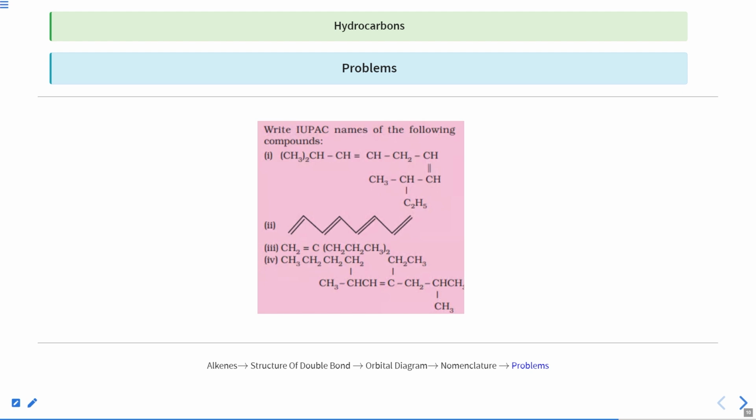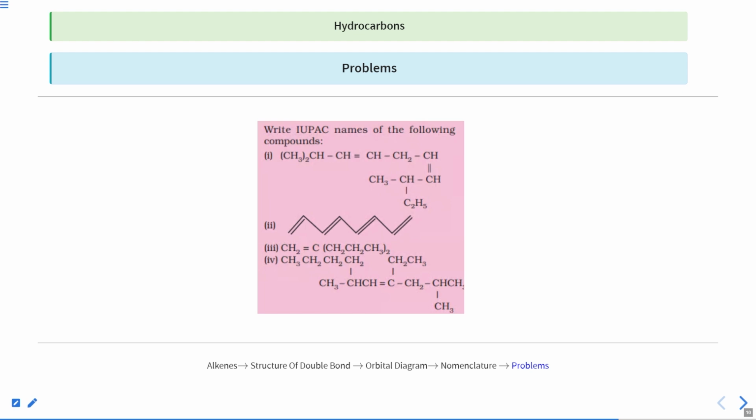Oct-1,3,5,7-tetraene. So this will be the name. Okay, octane: for 8 carbons we have oct. For 4 double bonds we have 4 positions, that is 1, 3, 5, 7, and for 4 double bonds we put tetra. So oct-1,3,5,7-tetraene.